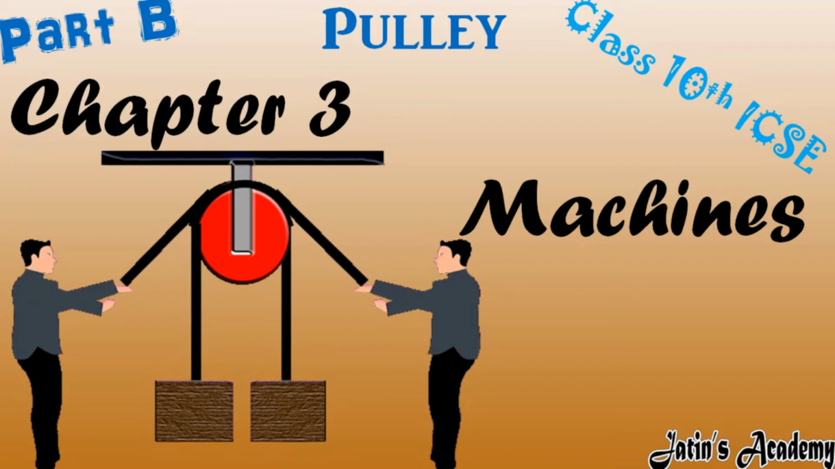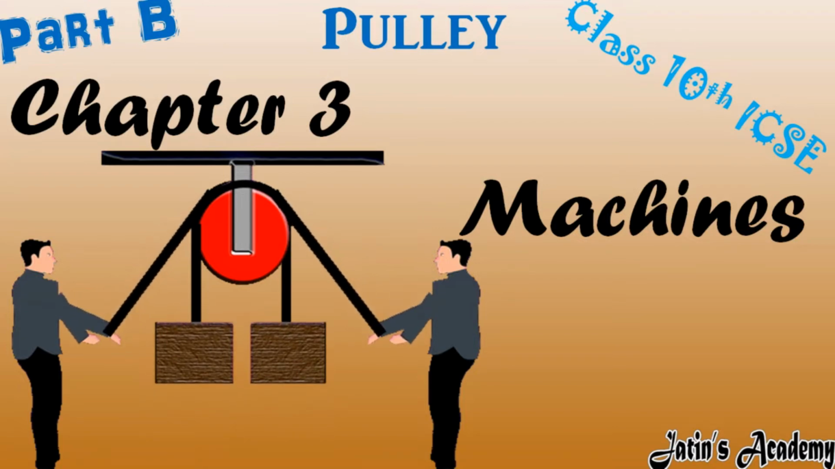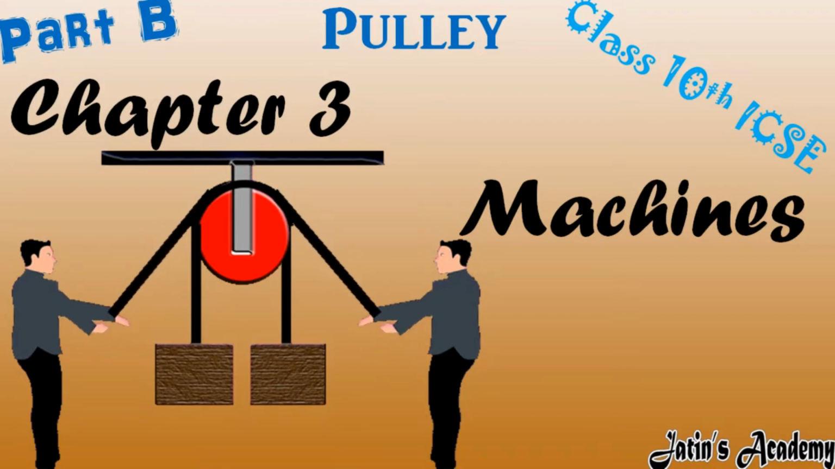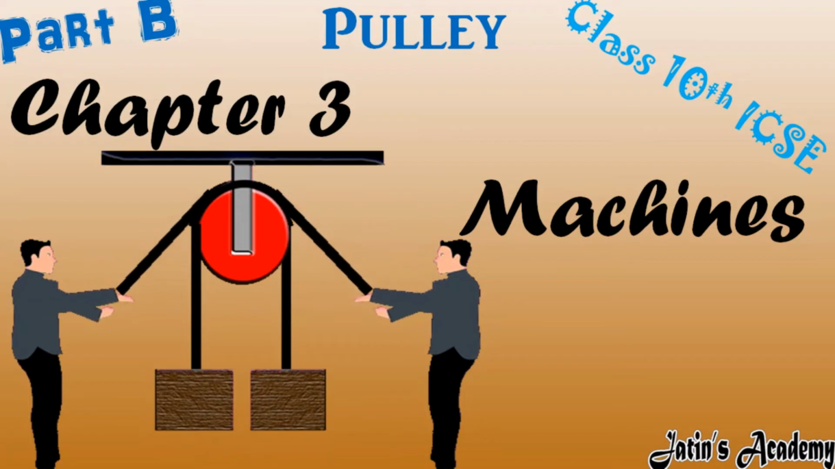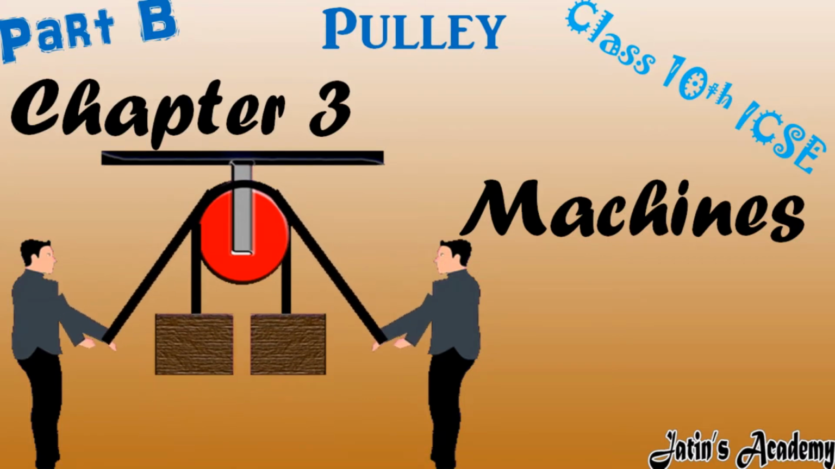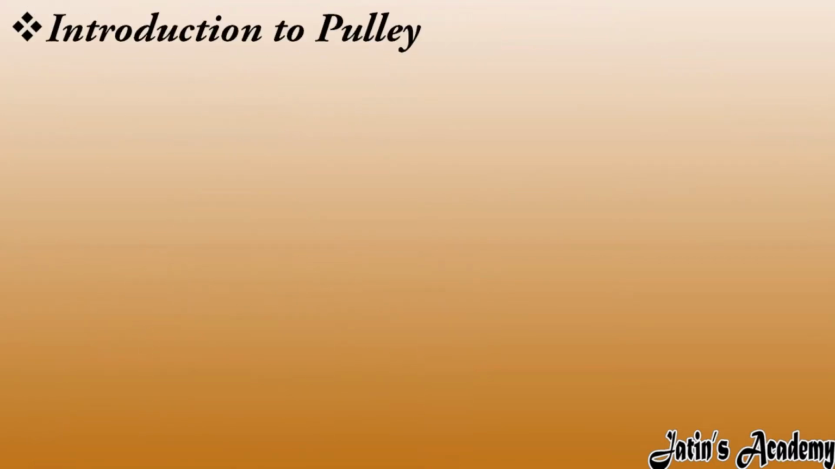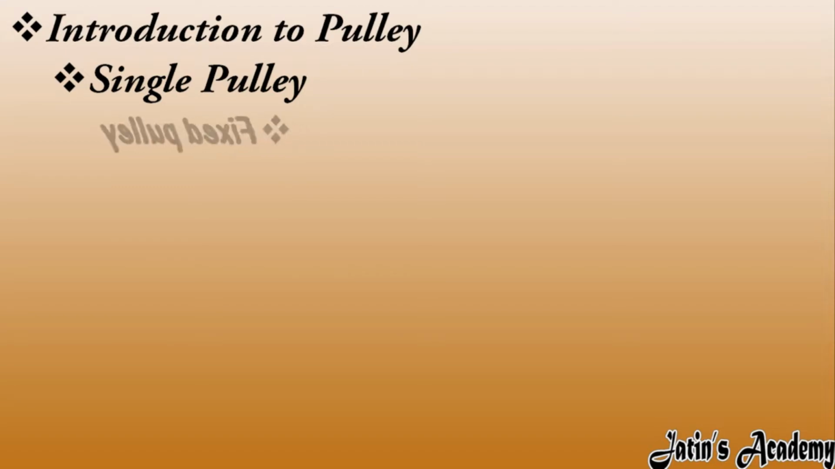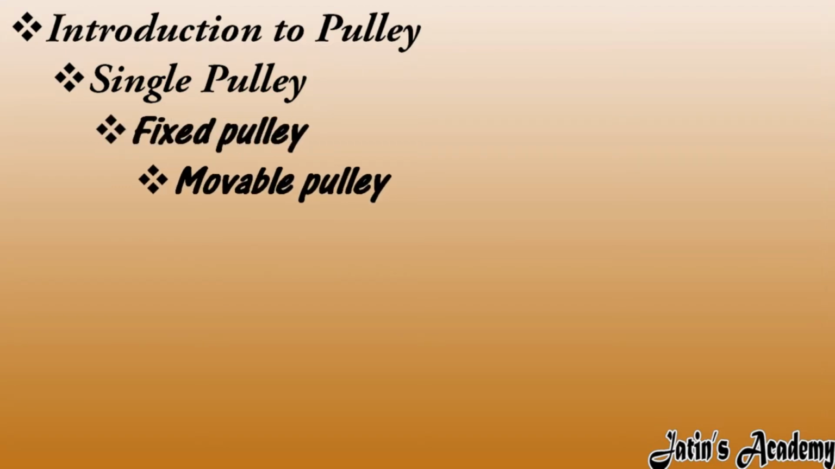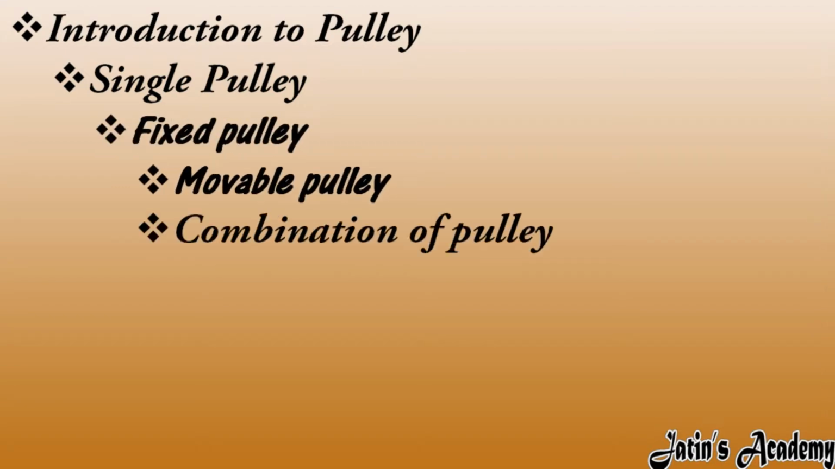So today in this class we will learn about chapter 3 machine part B. In part B we will totally focus on the pulley system. In this chapter we will learn about the introduction of pulley. After that we will see single pulley. In case of single pulley we will see about the fixed pulley. After that we will see movable pulley. Next we will see about combinations of pulley.